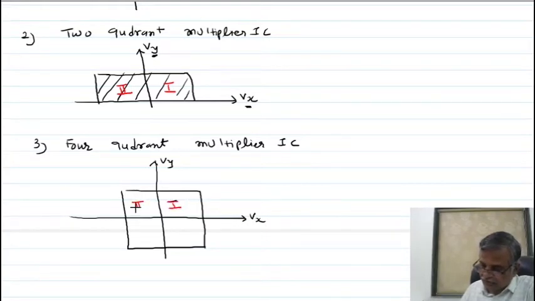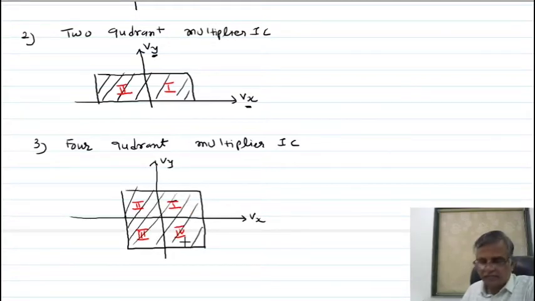So it is called four quadrant multiplier IC. There are three types of multiplier IC: one quadrant multiplier IC, two quadrant multiplier IC, and four quadrant multiplier IC.